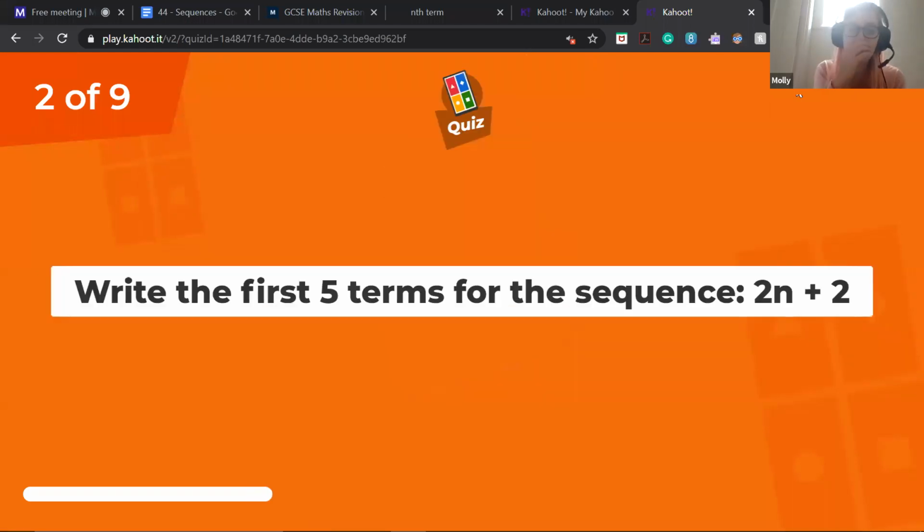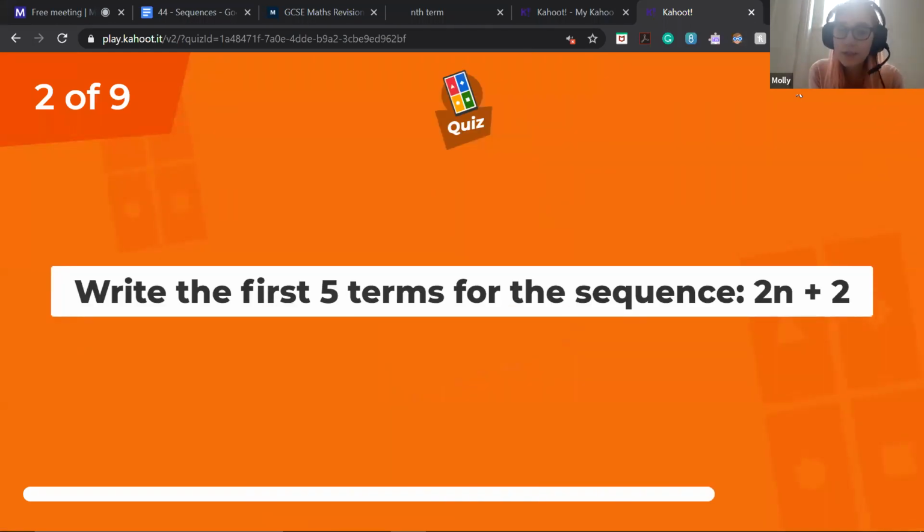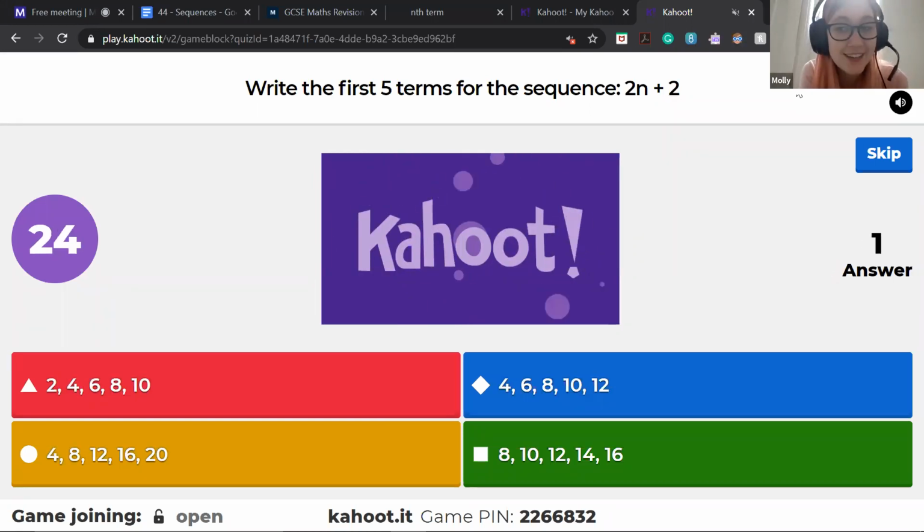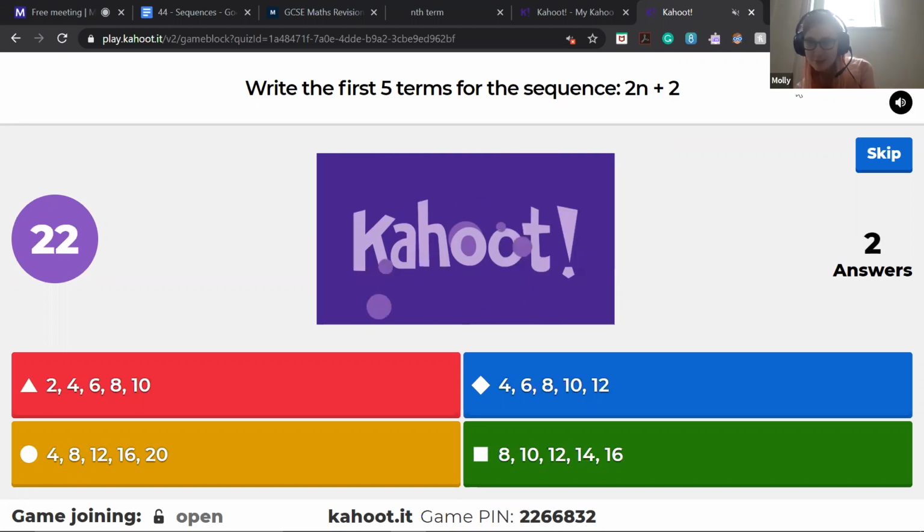So question 2, another nice simple one, just write the first 5 terms for that sequence. So once you've got the first term, now we know what it means for it to be 2n. You can just actually work out the rest without having to substitute n in. It's up to you, whichever way works best for you.